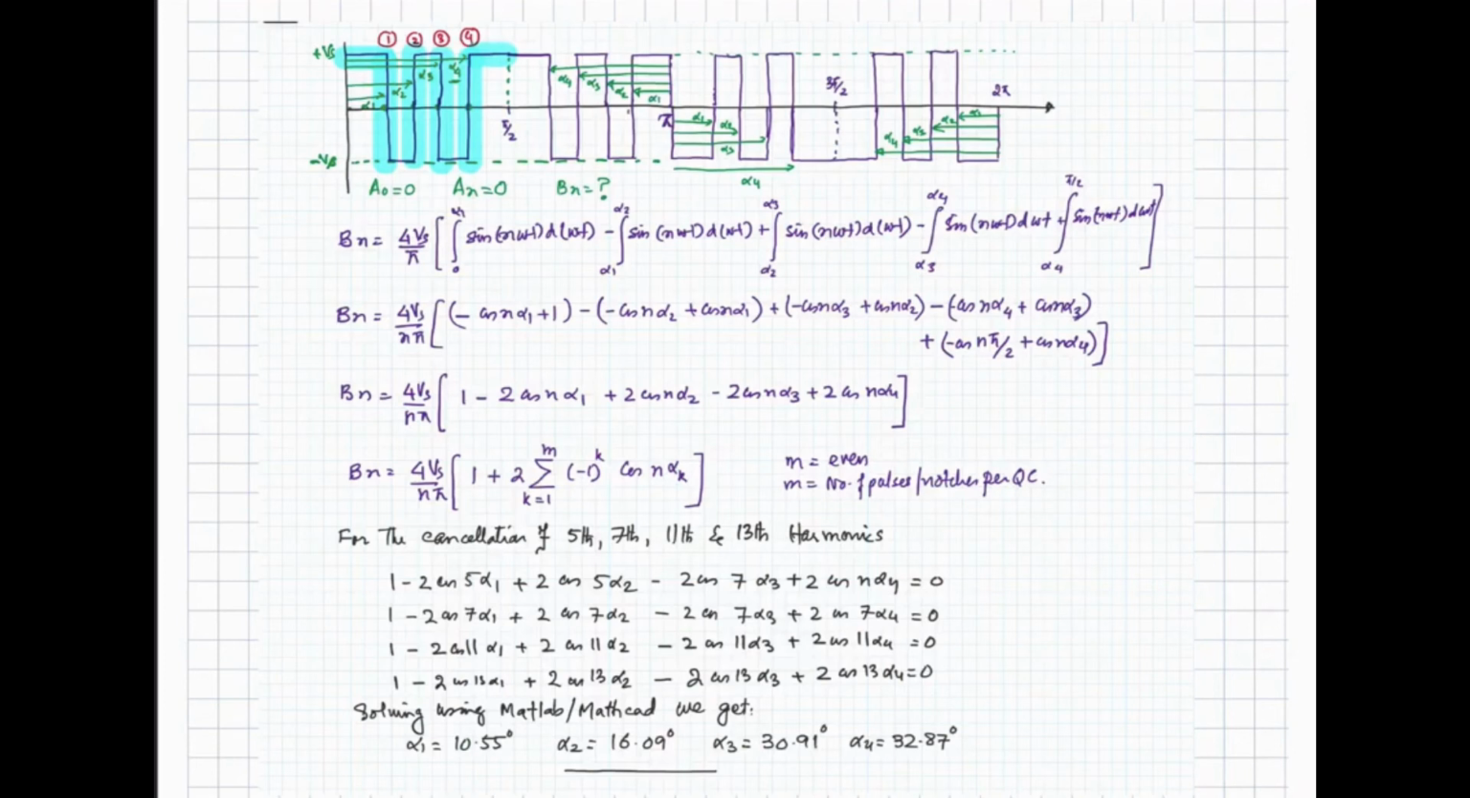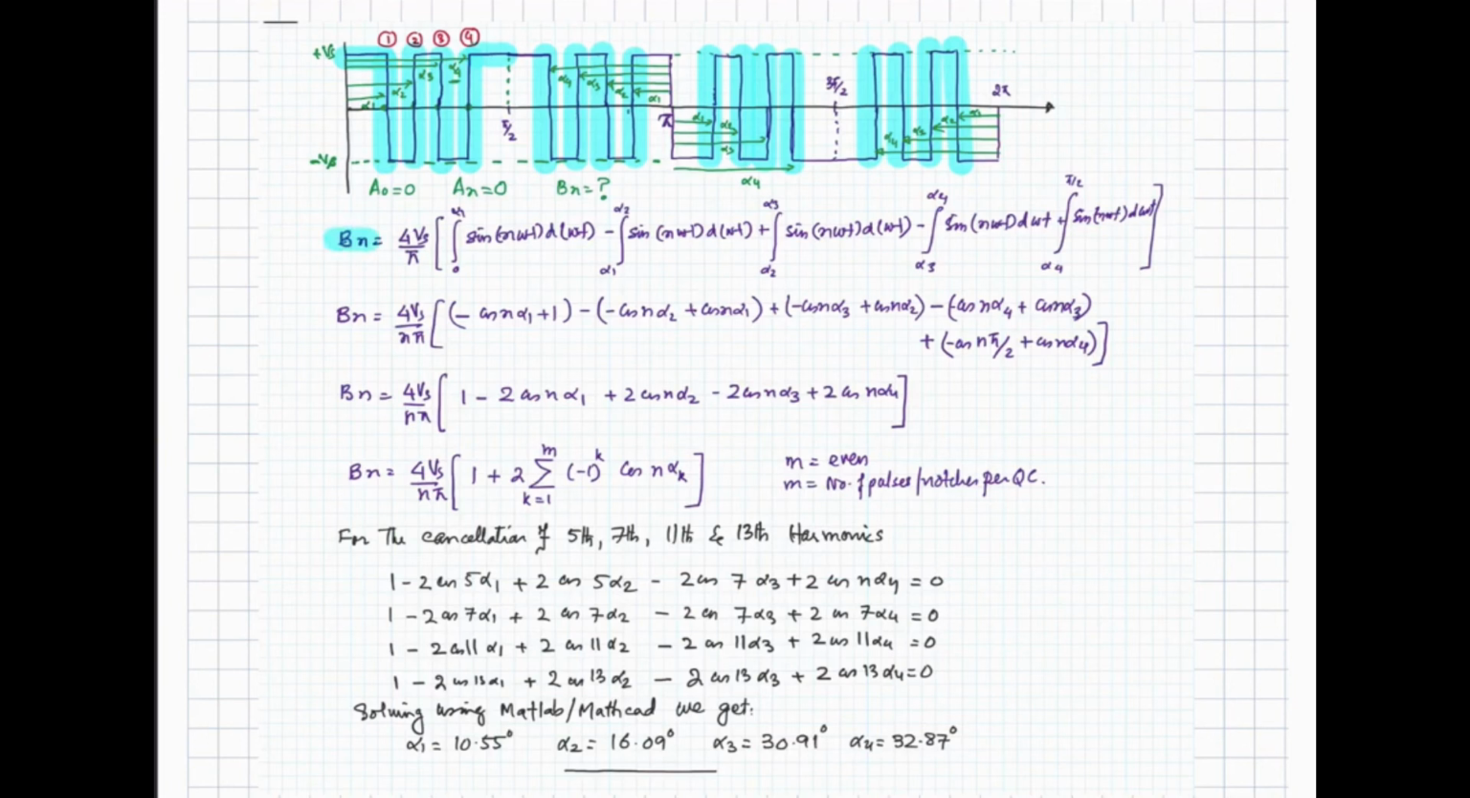Right, in the second quarter cycle you have the same angles. This is edge 1 at angle alpha 1, this is at angle alpha 2, this one is at angle alpha 3, and this one is at angle alpha 4. Similarly, in the third quarter cycle, this one is at angle alpha 1, alpha 2, alpha 3 and alpha 4, and in the last one, this is alpha 1, this is alpha 2, this one is alpha 3 and this one is alpha 4.